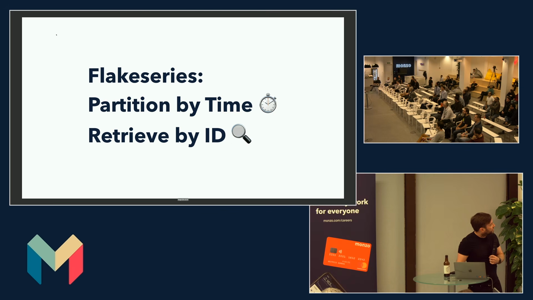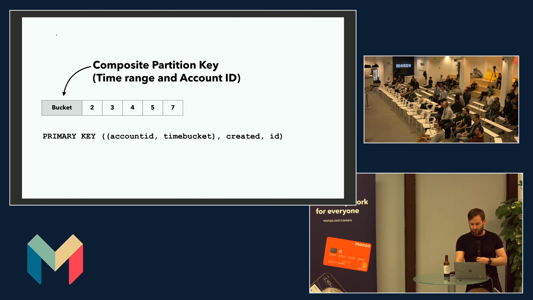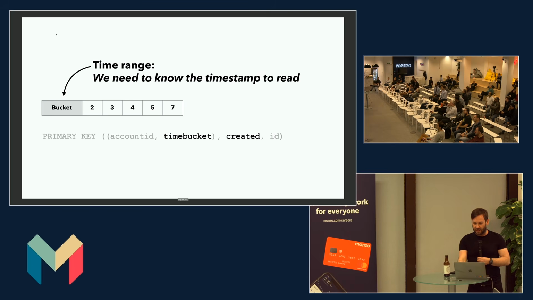So one of the ways that we achieve this is by encoding this into our IDs. So in this example, we have an account ID, a time bucket, a created timestamp, and an ID again. What if that was something we didn't need?